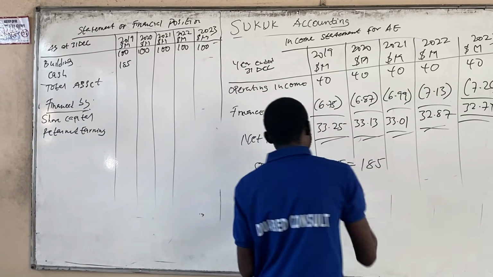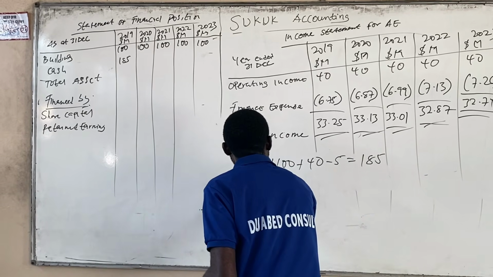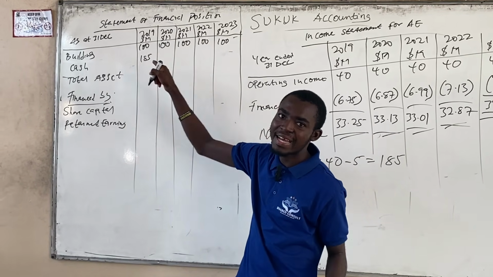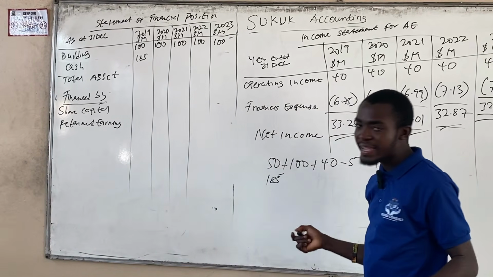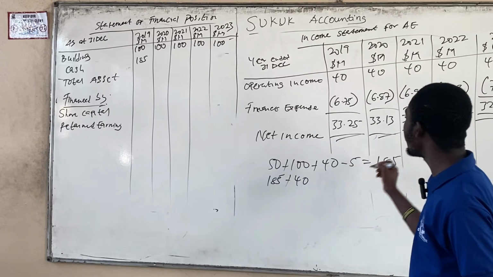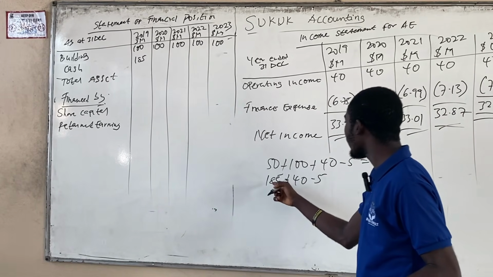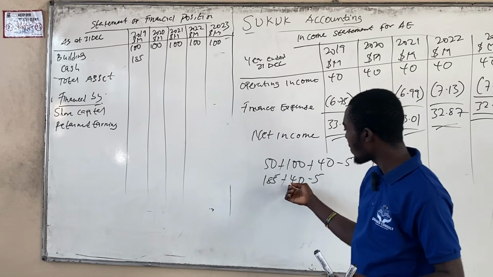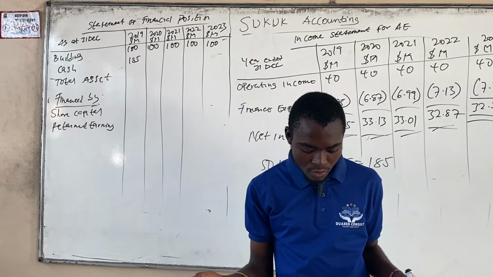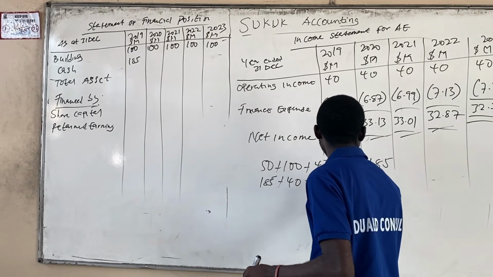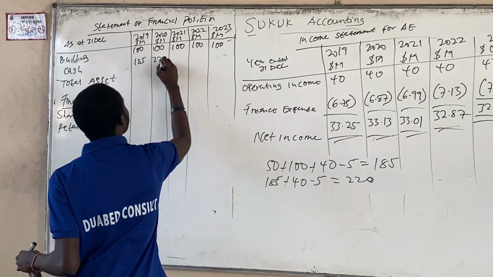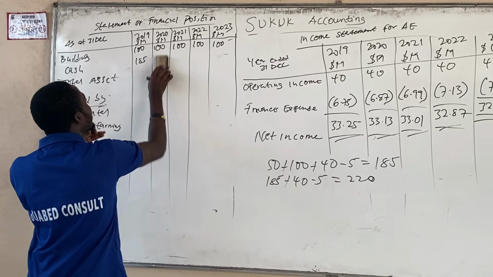And then for the second year, this 185 will serve as the opening balance for 2020. That's the second year. And for the second year too, they made a profit of 40 million, and then they made payments of 5 million. So 185 plus 40 will give us 225. And then 225 minus 5 will give us 220. So 220 for the second year.